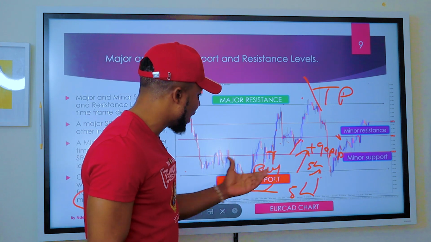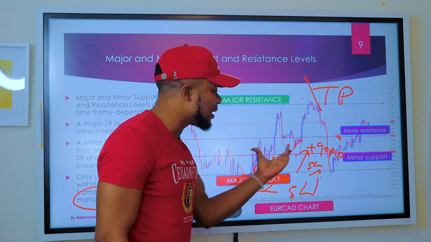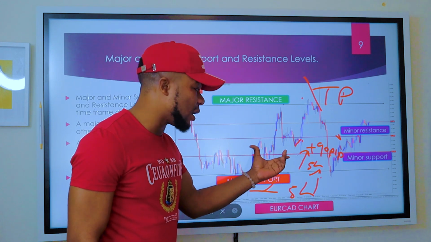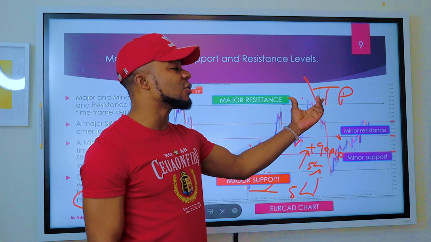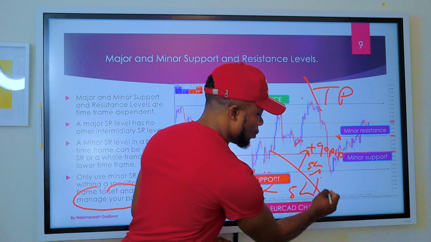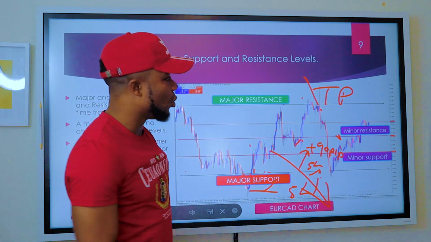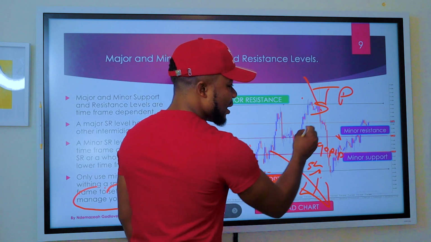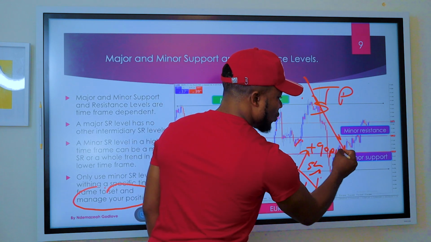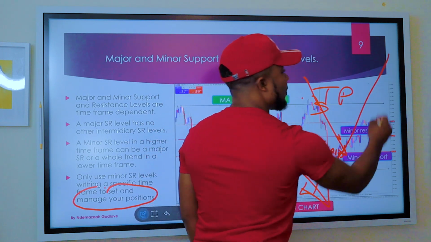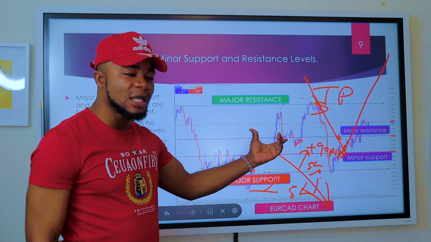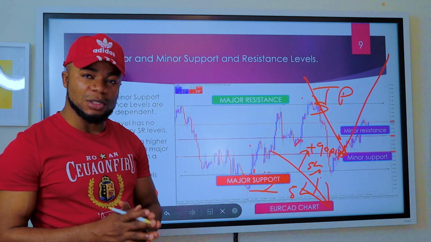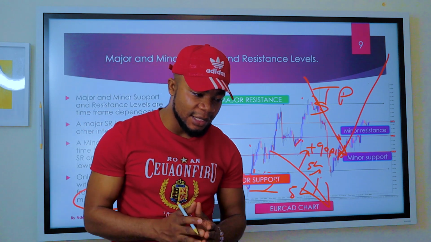The market might still get somewhere here, since there's a fight between buyers and sellers. You might buy here thinking the price will go up, but when it gets here, you see it goes back down. Or you might sell here thinking the price will go down, but when it comes back to this minor resistance, you see the price goes back up. So now, this minor support and resistance will be able to help you to manage your trade. So this is the key.